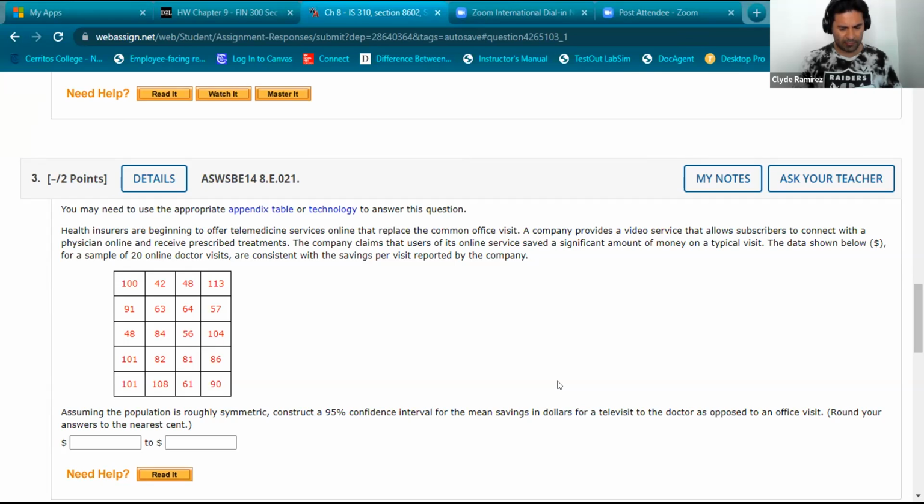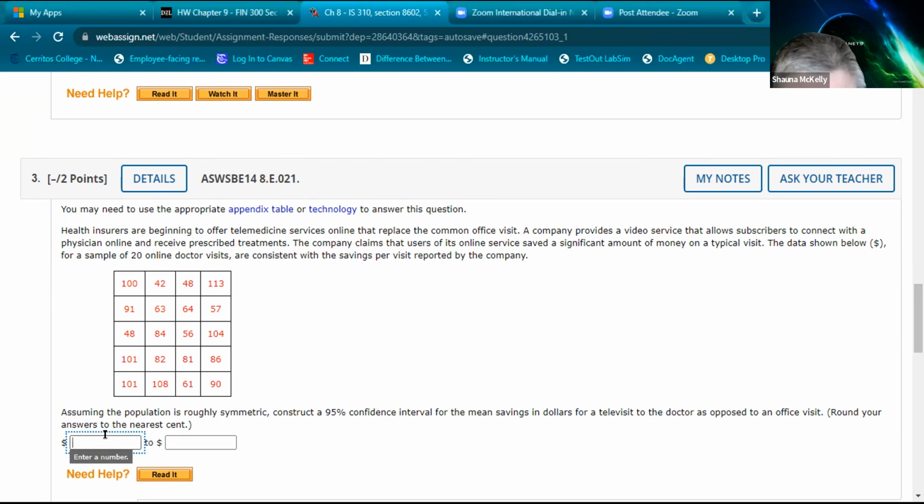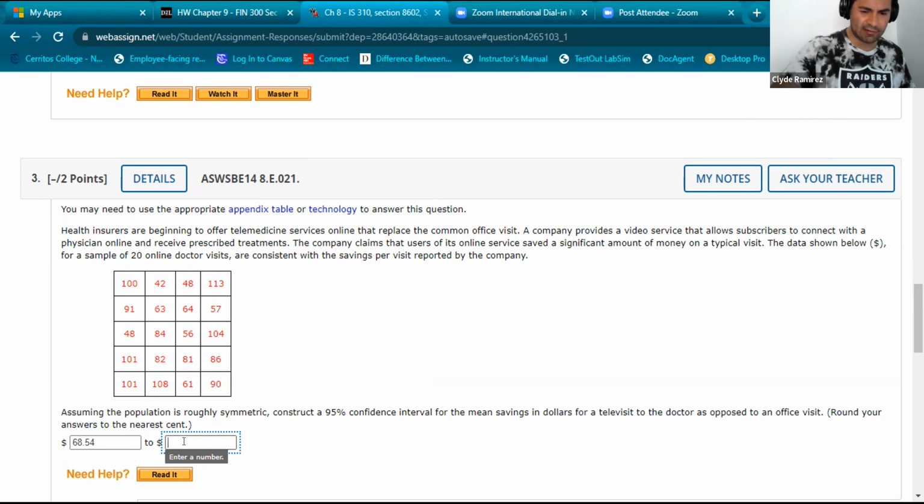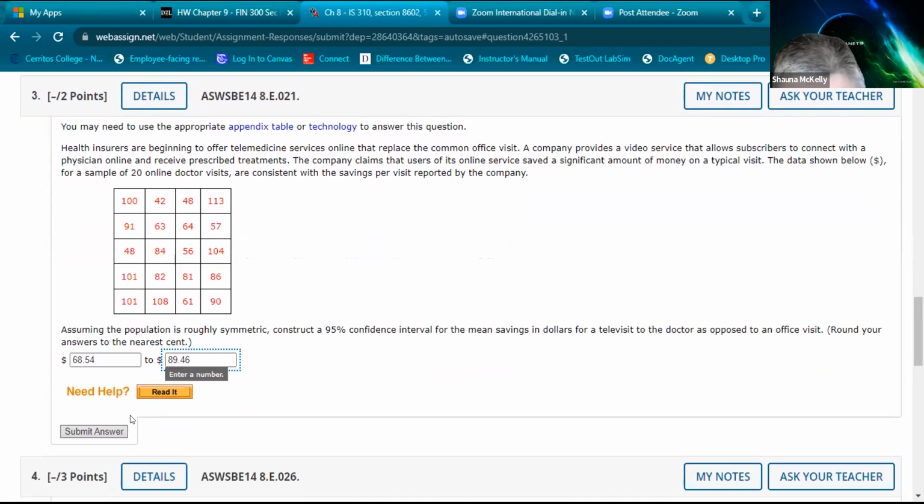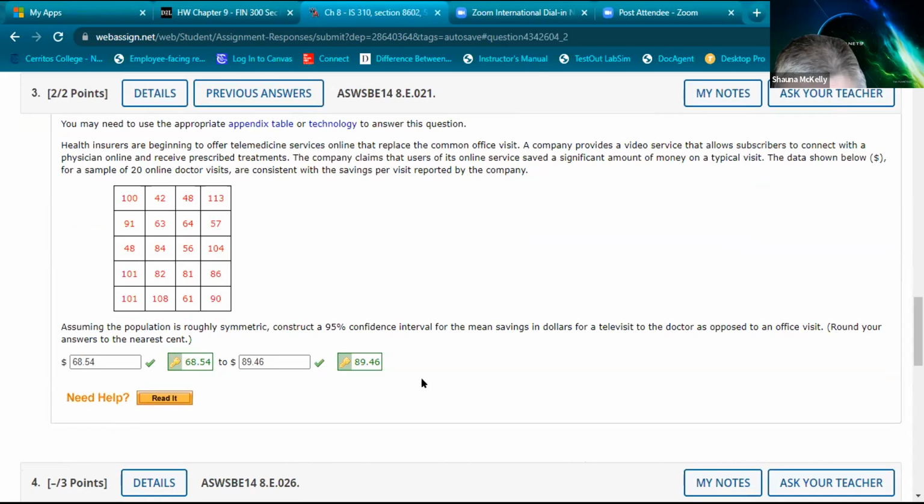Make sure it's 95, not 90. I get 68.539, so 68.54 rounded, and then the other one is 89.46, because we want it to the nearest cent, so two decimal places. And then we're going to submit our answer and see what happens.